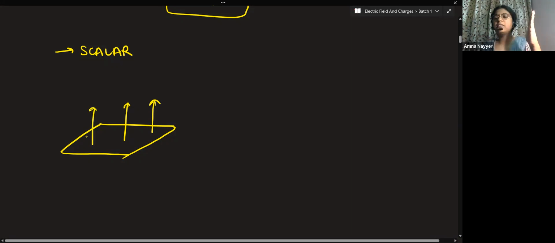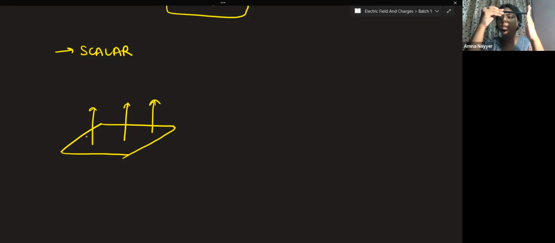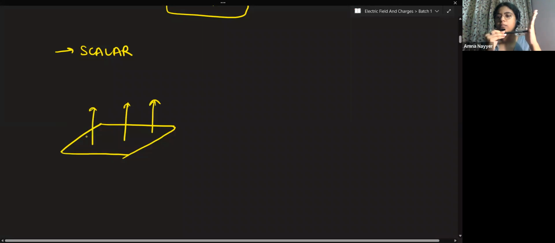So any area vector or any field line that is just perpendicular to it, that is considered as area vector. So you are not required to take the area vector in the center only. You can take the area vector anywhere. Reason is that whatever you take, that will be perpendicular to it only. That is the definition of area vector that we have.